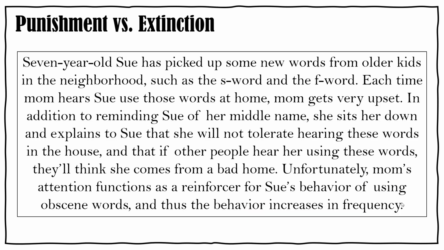Okay, so last thing with regards to punishment, I really want to make the distinction between punishment versus extinction, because both of these procedures will decrease behavior, but they're procedurally different. So let me give you guys an example. We got 7-year-old Sue, and she's picked up some new words from older kids in the neighborhood, such as the S word and the F word. Each time Mom hears Sue use those words at home, she gets really upset. In addition to reminding Sue of her middle name, she sits her down and explains to her that she's not going to tolerate hearing these words in the house, and if other people hear her using these words, they'll think she comes from a bad home.